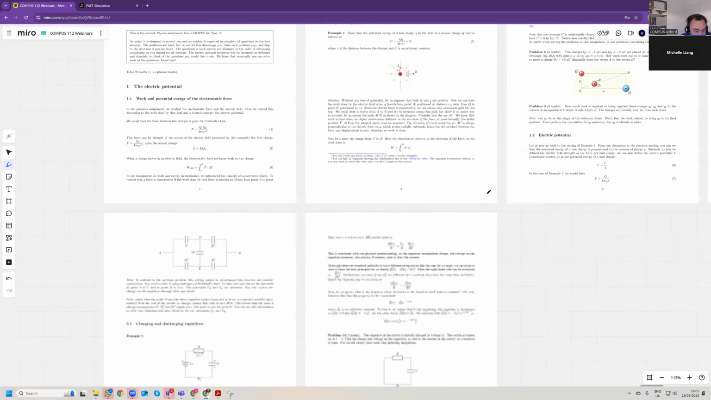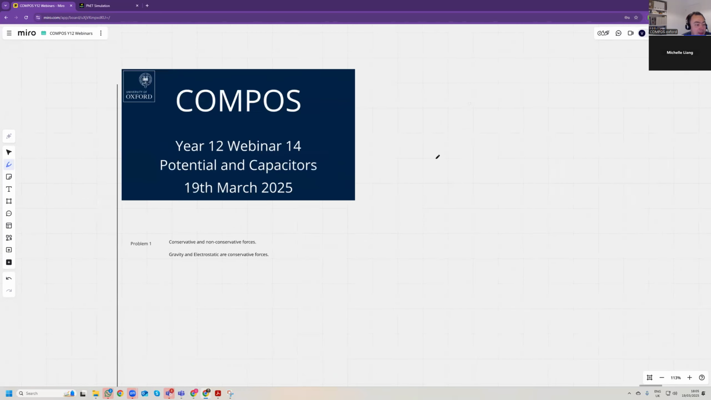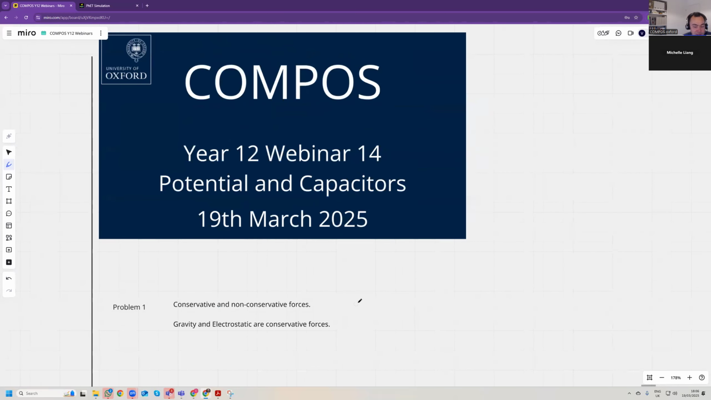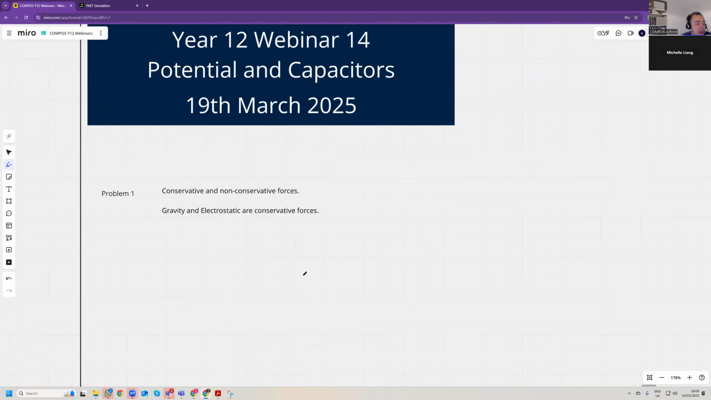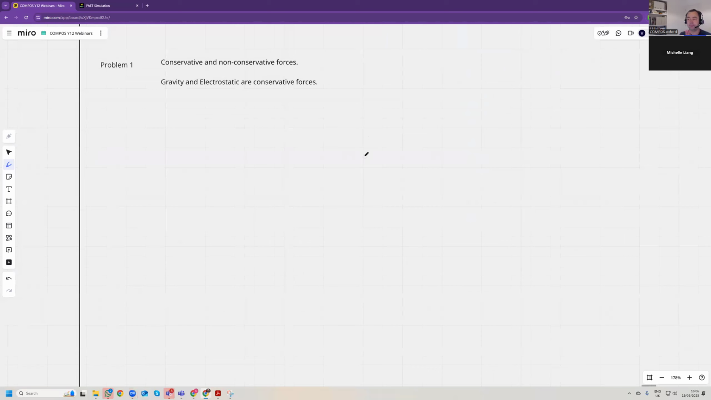Okay, so then we can start from the beginning of what electric potential is. First, I would like to talk about conservative and non-conservative forces. Do you know what a conservative force is? That's fine, I did not expect anyone to know that. A conservative force is a force that has the same work regardless of the path taken.